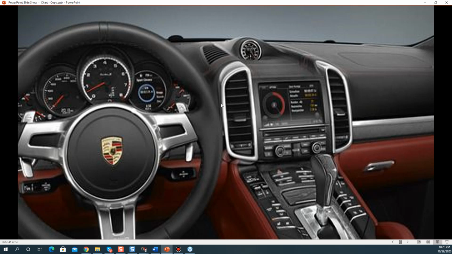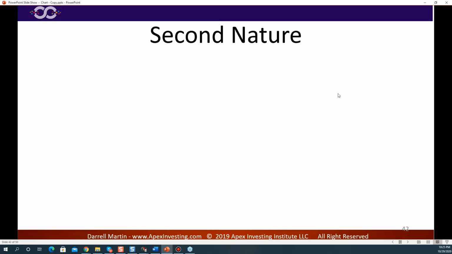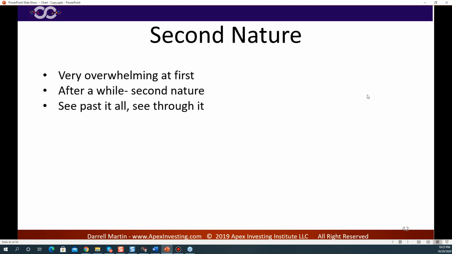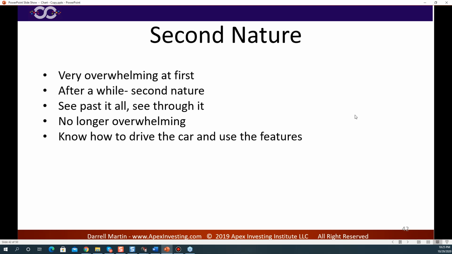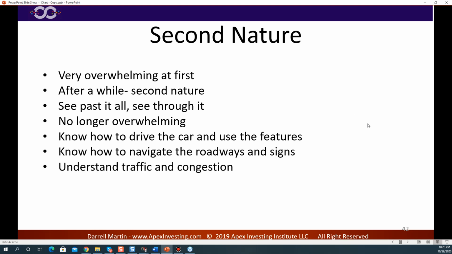But now, it's just second nature. You hop in your car, turn it on, and you go. You see some signs, you're paying attention. It's completely second nature, right? It was overwhelming back then, but now after a while you've got it. You don't even pay attention to half that stuff, or you see it, your brain processes it, you see past it. You're not overwhelmed by all the street signs and the traffic and the gadgets in your car. You see right through it. You know how to drive that car and use its features and operate the road. And you can understand how to see and navigate roadblocks, concrete walls, traffic, congestion. You know what I'm saying?